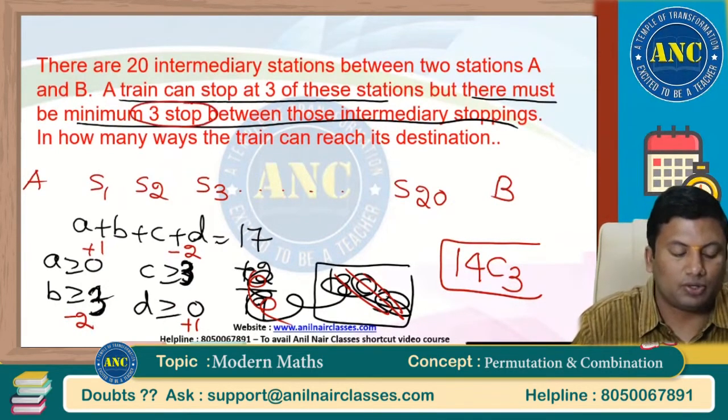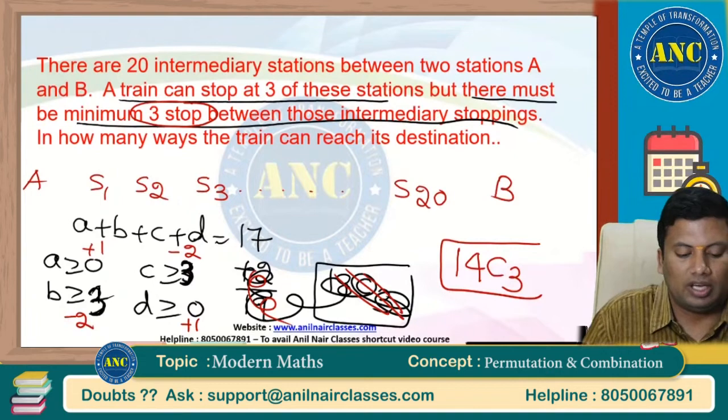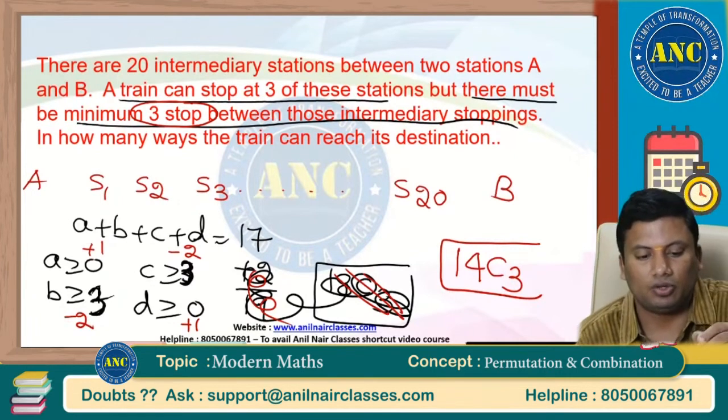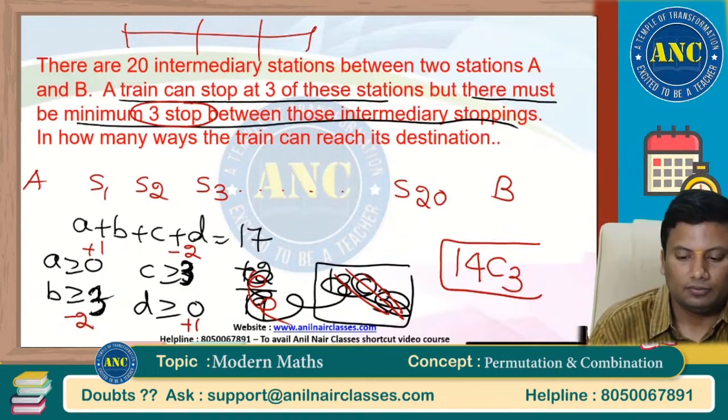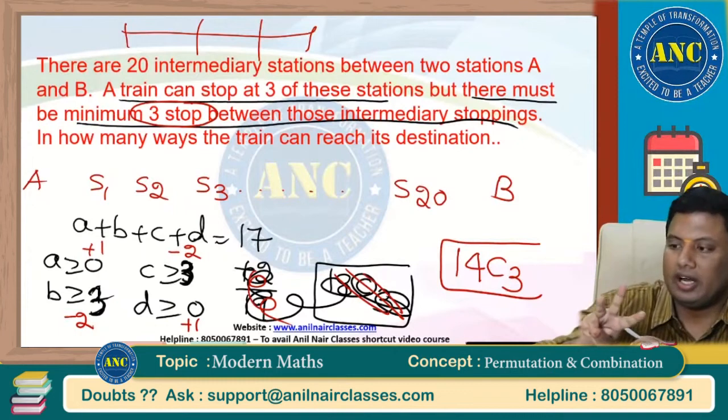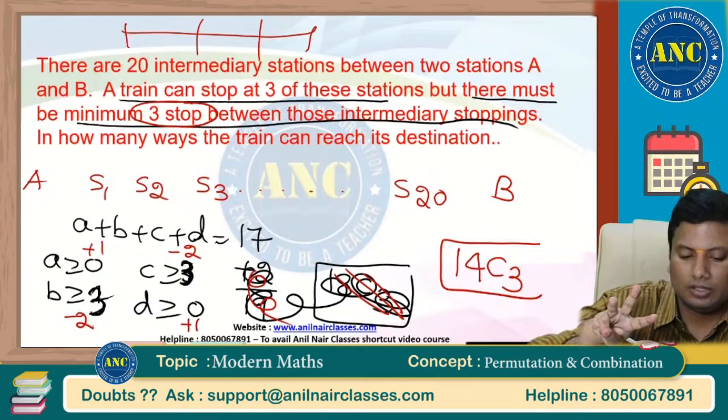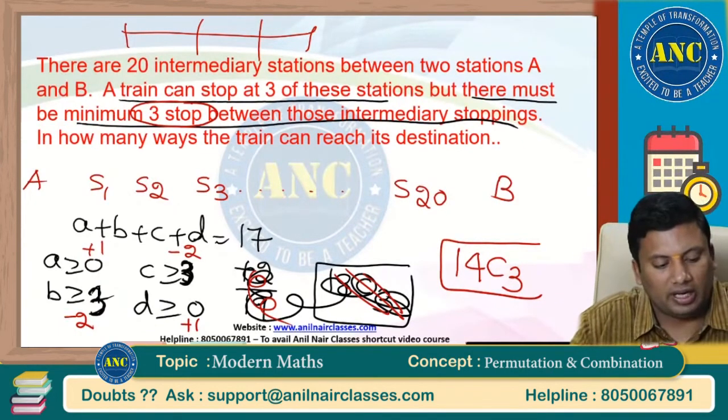Minimum 3 stops. So B is greater than or equivalent to 3. C is greater than or equivalent to 3. Right? I hope it is clear, right?